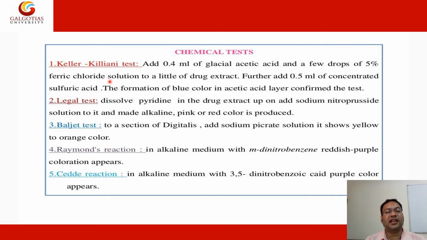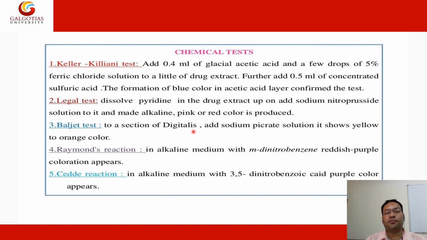Chemical tests. Keller-Killiani test: add 0.4 ml of glacial acetic acid and a few drops of 5% ferric chloride solution to a little of the drug extract, then add 0.5 ml concentrated sulfuric acid. The formation of a blue color in the acid layer confirms the test. The second test is Legal test: dissolve the drug extract in pyridine, add sodium nitroprusside solution and make it alkaline; a pink or red color is produced.